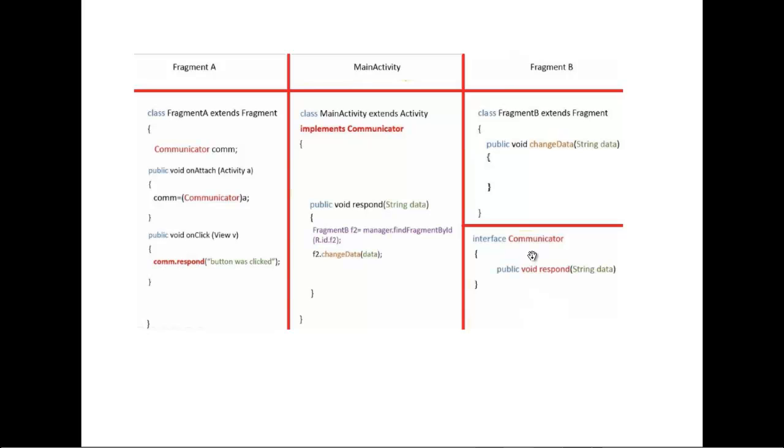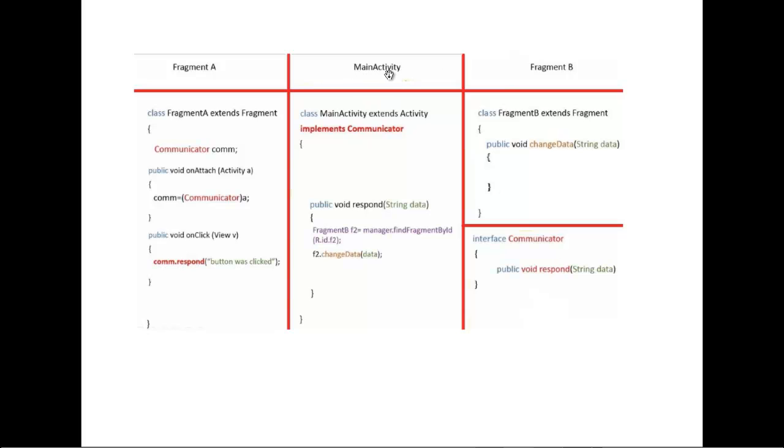I am calling the interface name communicator, and it has one method. The method name is respond. It will take the data from fragment A and transfer this data to fragment B. Now you know that an interface just has abstract methods without implementation. Who will implement this method? This method should be implemented by the main activity.